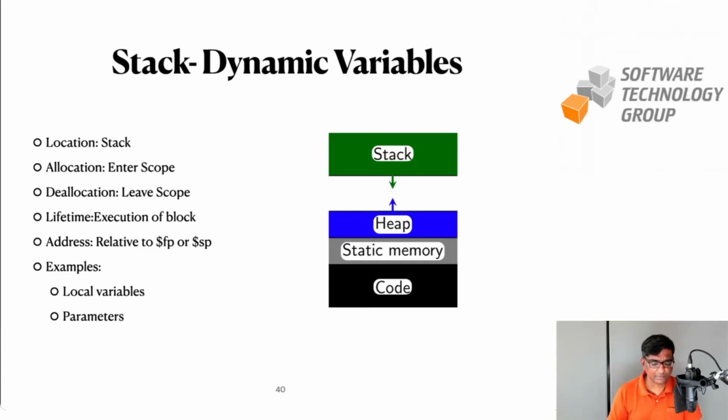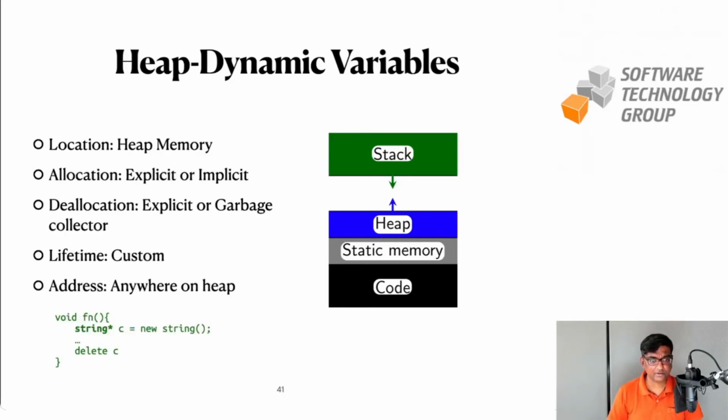So essentially, frame pointers are used by high-level language compilers to track what's happening, what's the current variable in the stack frame. Some examples of them are local variables and parameters, as I mentioned before. And then the next kind of variables are heap dynamic variables. These are a little bit more flexible to use than stack variables, but they also pose more difficulties because in many languages you have to explicitly allocate and deallocate them.